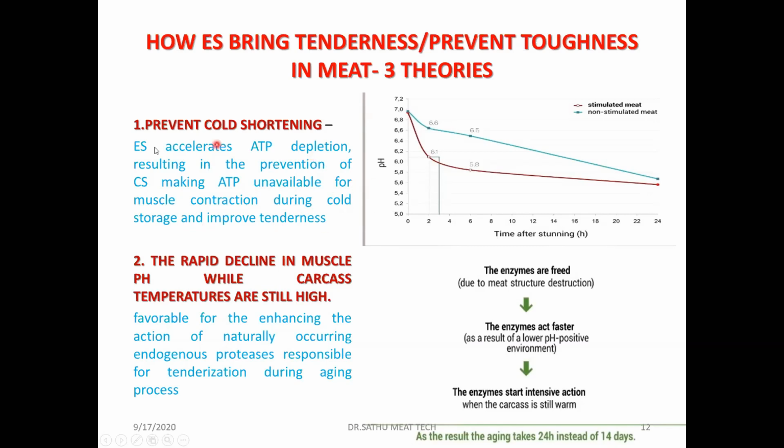So one theory is it prevents cold shortening or thaw rigor. Another is rapid decline in the muscle pH while the carcass temperature is still high. So we attain a pH of around 6. Normally we have seen in our meat technology unit that the temperature of the carcass will be around 30 degrees centigrade. At this pH and this temperature of the carcass, the endogenous enzymes, that is, the calpains and cathepsins, will be more active, and they act more on the muscle protein, which helps to bring more tenderness to the meat.